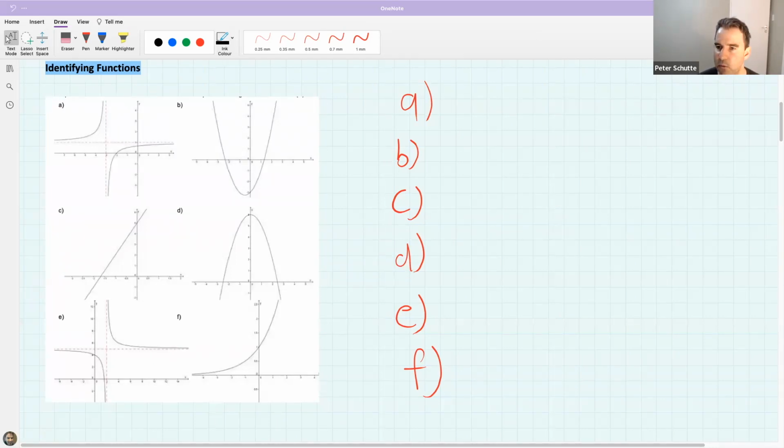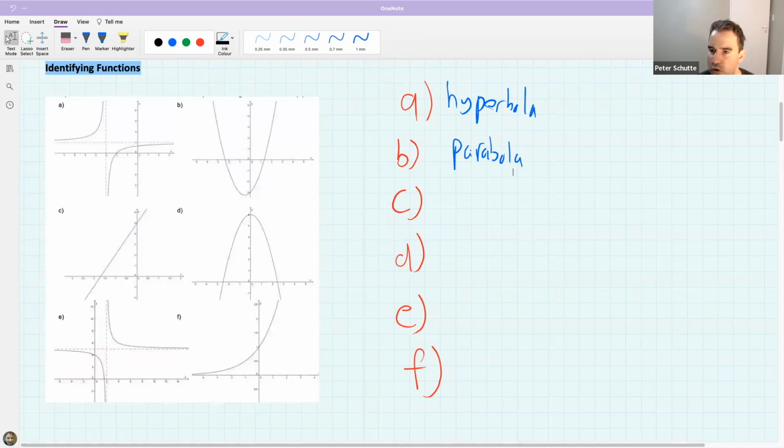Let's go to Simpiwe. So Simpiwe, what 2 would you like to identify? I would like to identify A and B. Okay, what is A? A is a hyperbola and B is a parabola. Yep, you are absolutely correct. Perfect. Thank you very much.